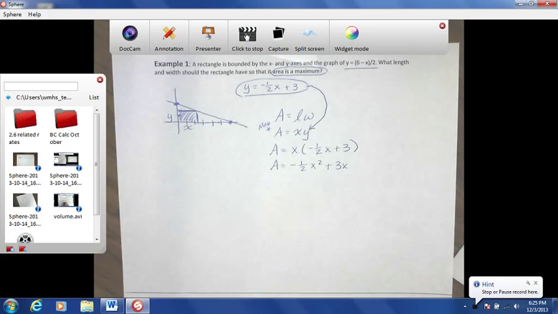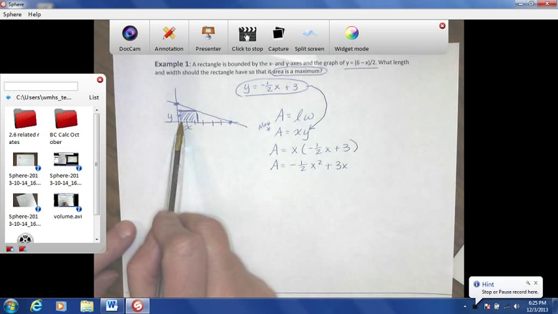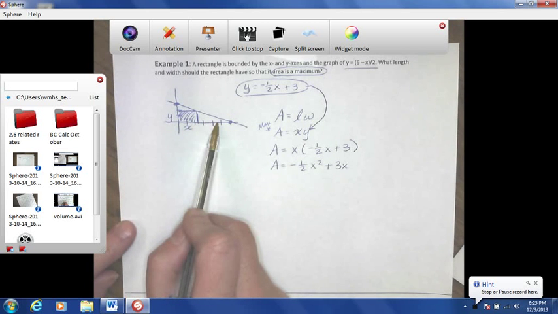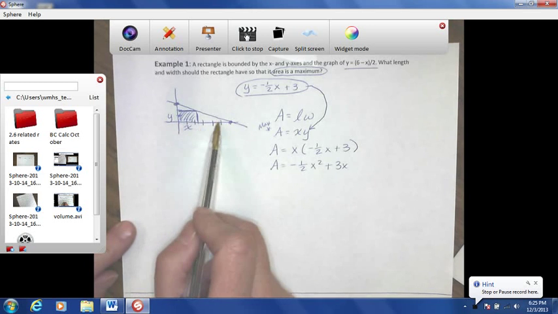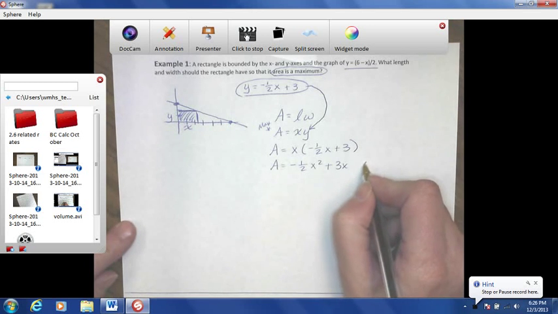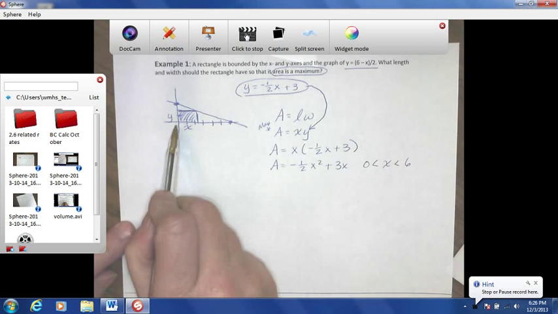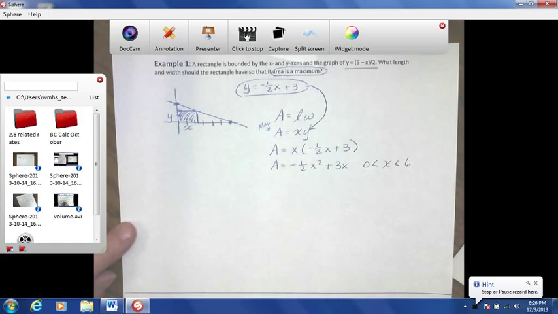Now, before we take the derivative, let's talk about what the domain is. I understand that this equation right here technically has no domain restrictions. However, we're talking about the x representing how wide or how long the side of the rectangle can be. So we are limited to how long it can be by being inside this triangle. So the domain of x is going to have to be somewhere between 0 and 6. So when we talk about what the feasible domain is, we cannot have anything outside of 0 and 6.